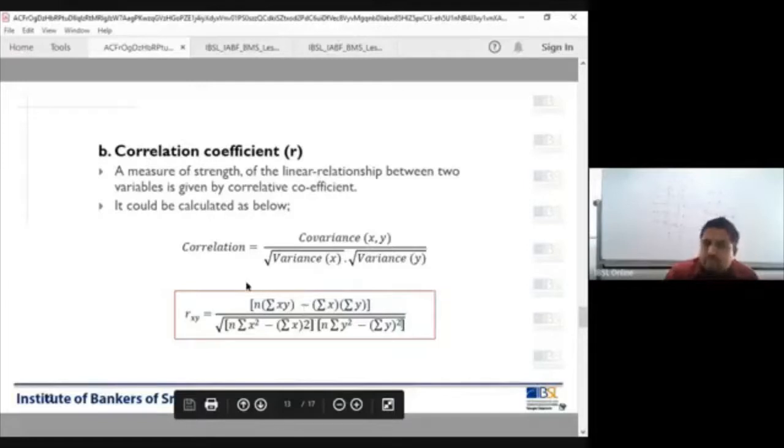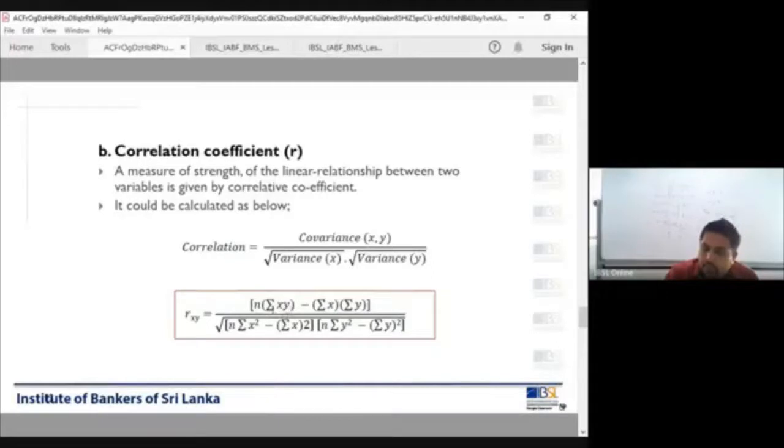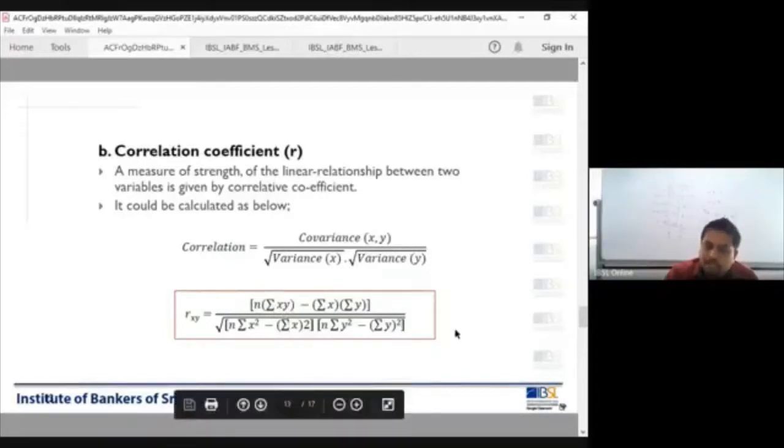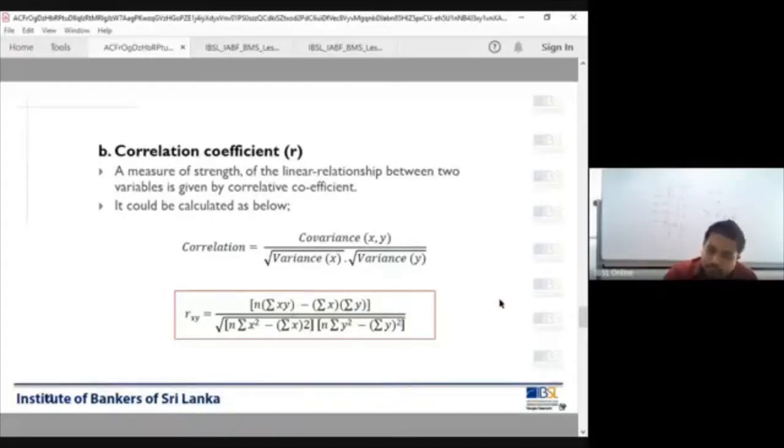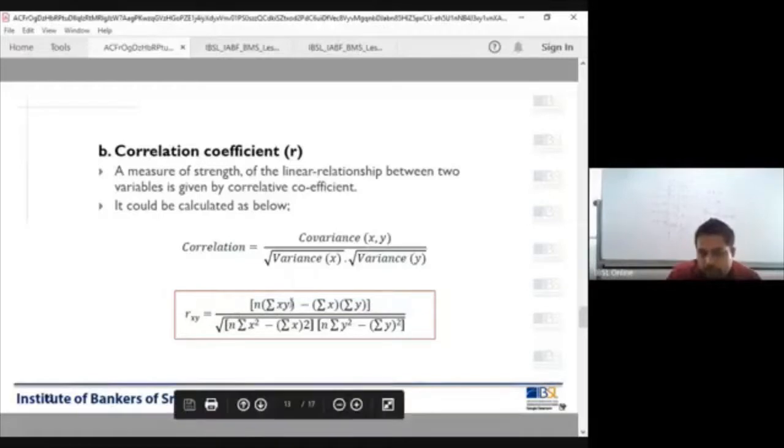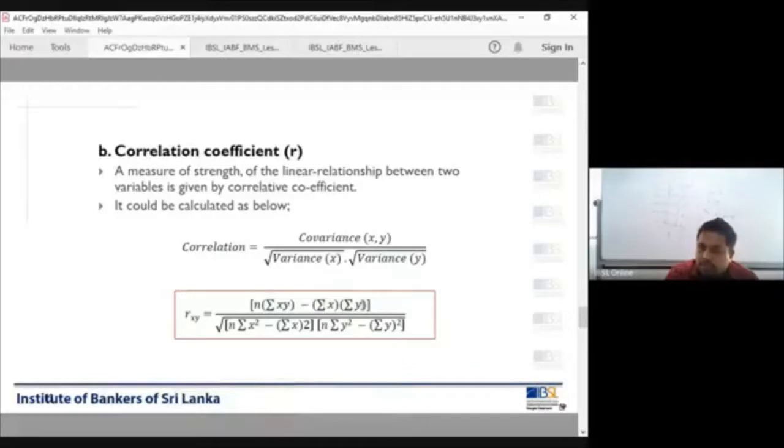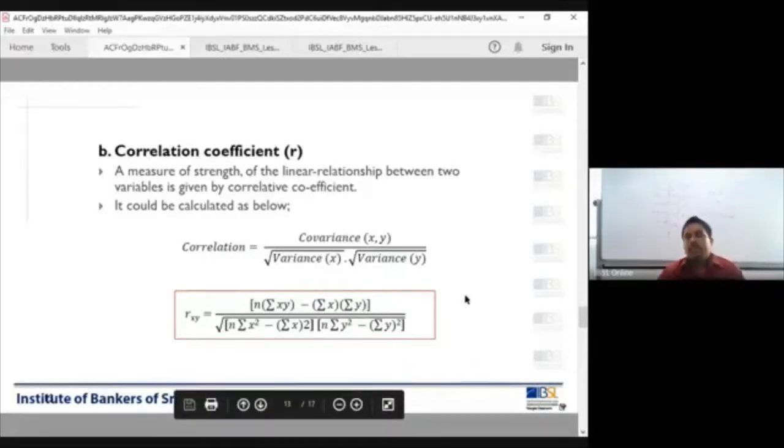On the top part, what you have is n sigma xy. Now this is individual values being multiplied. In that example of 3, 5, and 1 and 3, what you meant by this xy will be 3 into 5, 1 into 3, 7 into 0, so on and so forth. So those multiplications you have to sum up, multiply that by n, minus sigma x and sigma y. So this is the formula by which you can calculate the correlation coefficient.